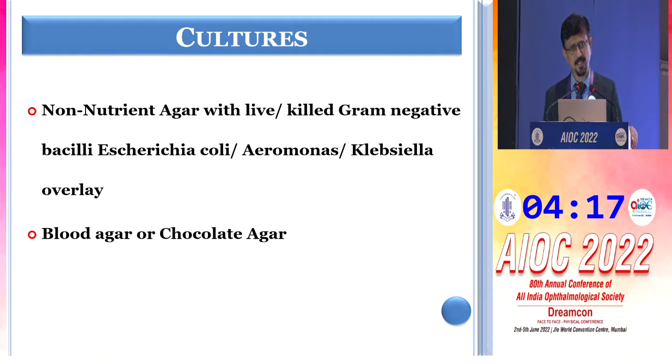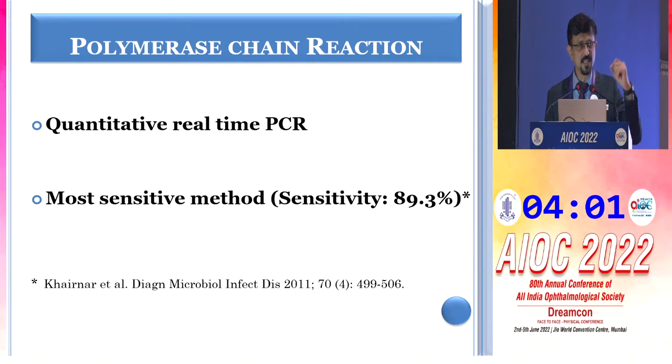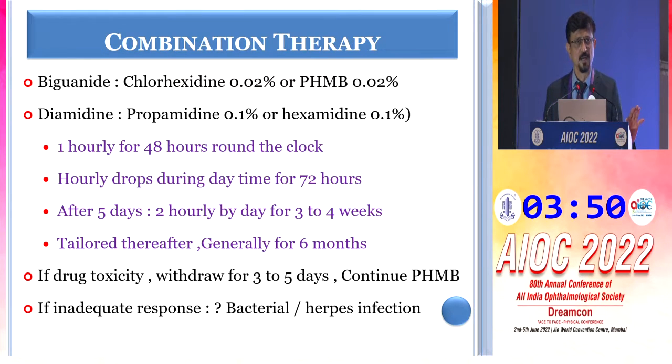When you send the sample for culture, you send it in non-nutrient agar with live or killed gram-negative bacilli, and wherever the Acanthamoeba feeds on these E. coli, there are depressions or trails. On serial transfer, you confirm that it is Acanthamoeba and not macrophages, which can also cause pseudotrails. And PCR has been shown to be a very effective tool in diagnosing Acanthamoeba, apart from other investigations.